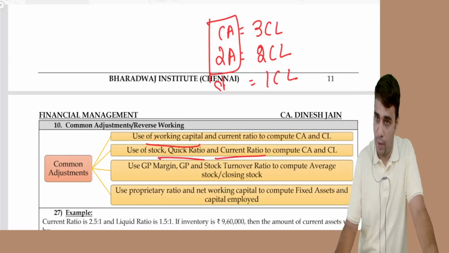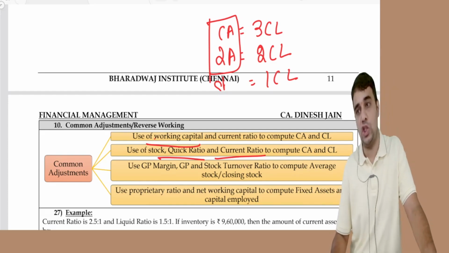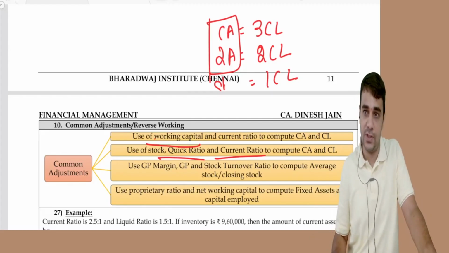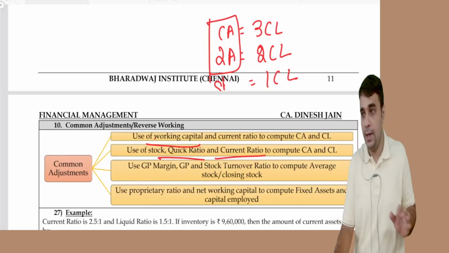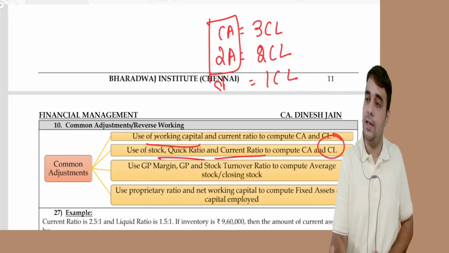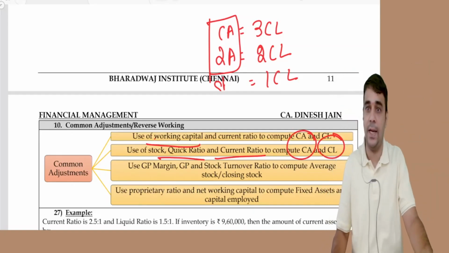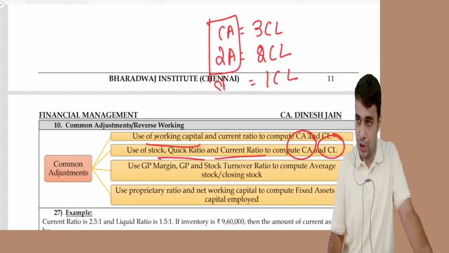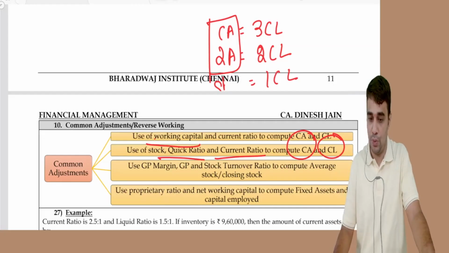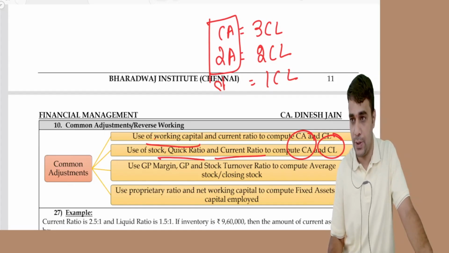Current ratio 2.5CL, maybe quick asset 2CL. The difference is called stock. Prepaid expense and all is ignored. The difference is stock, which is 0.5CL, and with that you get the CL, then you get the CA, then you get the quick asset, whatever you want to do. This is the second adjustment. They'll give you stock, quick ratio and current ratio. I think we have done it in one question, but we may do it frequently now, the stock, quick ratio and current ratio information.